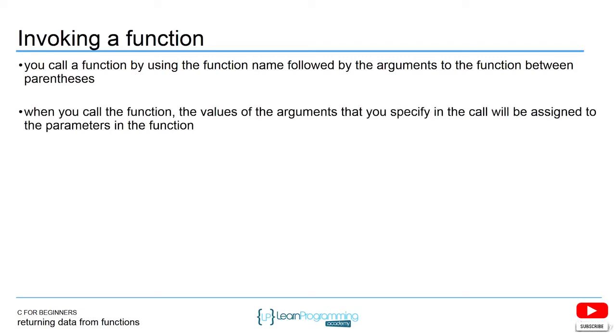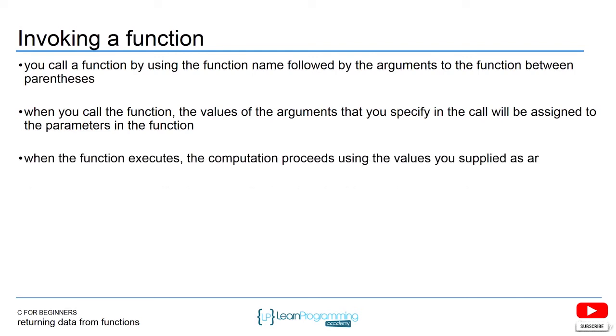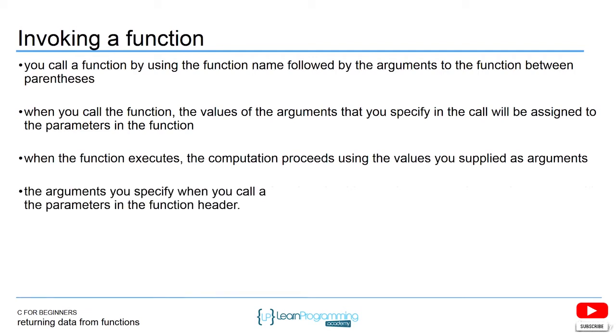When you call the function, the values of the arguments that you specify in between the parentheses are going to be assigned to parameters inside the function. The parameters are representative variables with a data type. You can then use that variable inside the function body. When the function executes certain code, it will use those values supplied as arguments, as I mentioned.